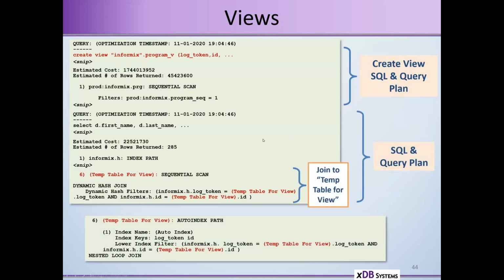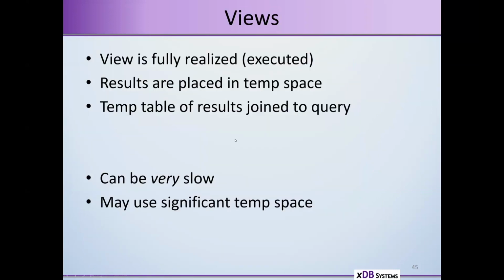Now, I mentioned auto indexes earlier. You may well see auto indexes being built for temp table for view. This is a different example here. And again, temp table view auto index. So what's going on here, and why is this taking so long?